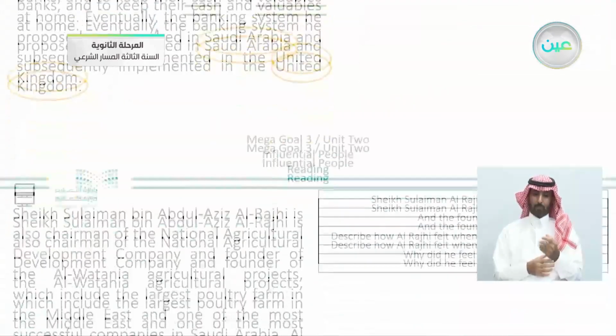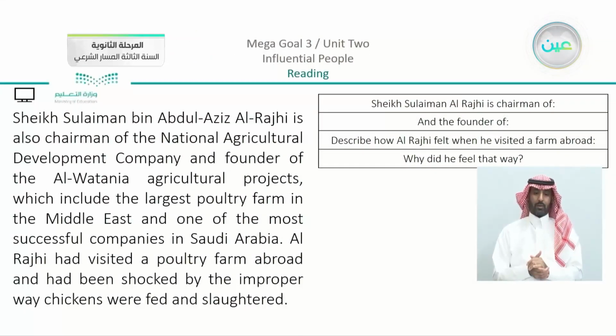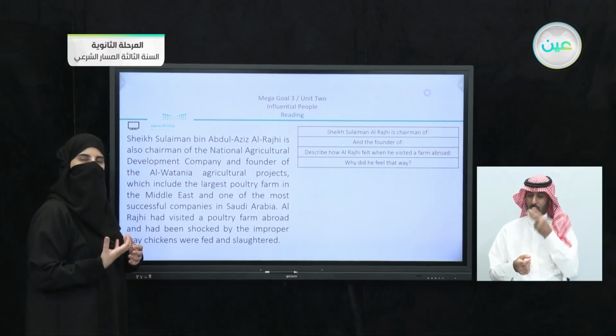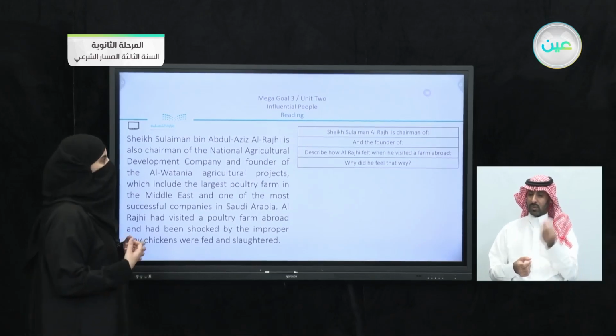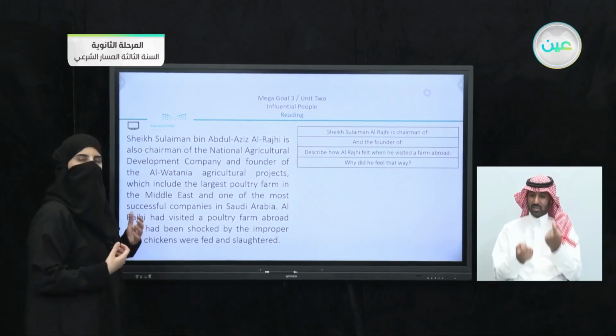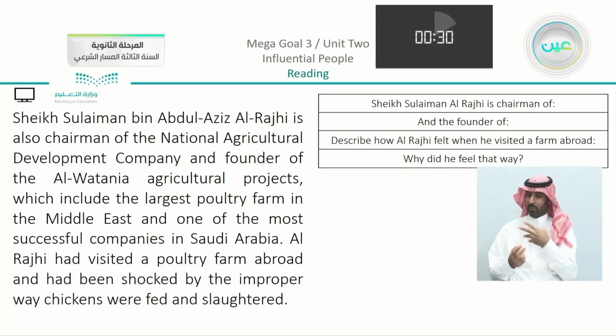Moving on to the part after that, we have the questions. Sheikh Salman al-Rajhi is chairman of what? And also he is the founder of something. Describe how al-Rajhi felt when he visited a farm abroad. He felt, I want feelings, emotions. And why did he feel that way? There must be a reason. So start.